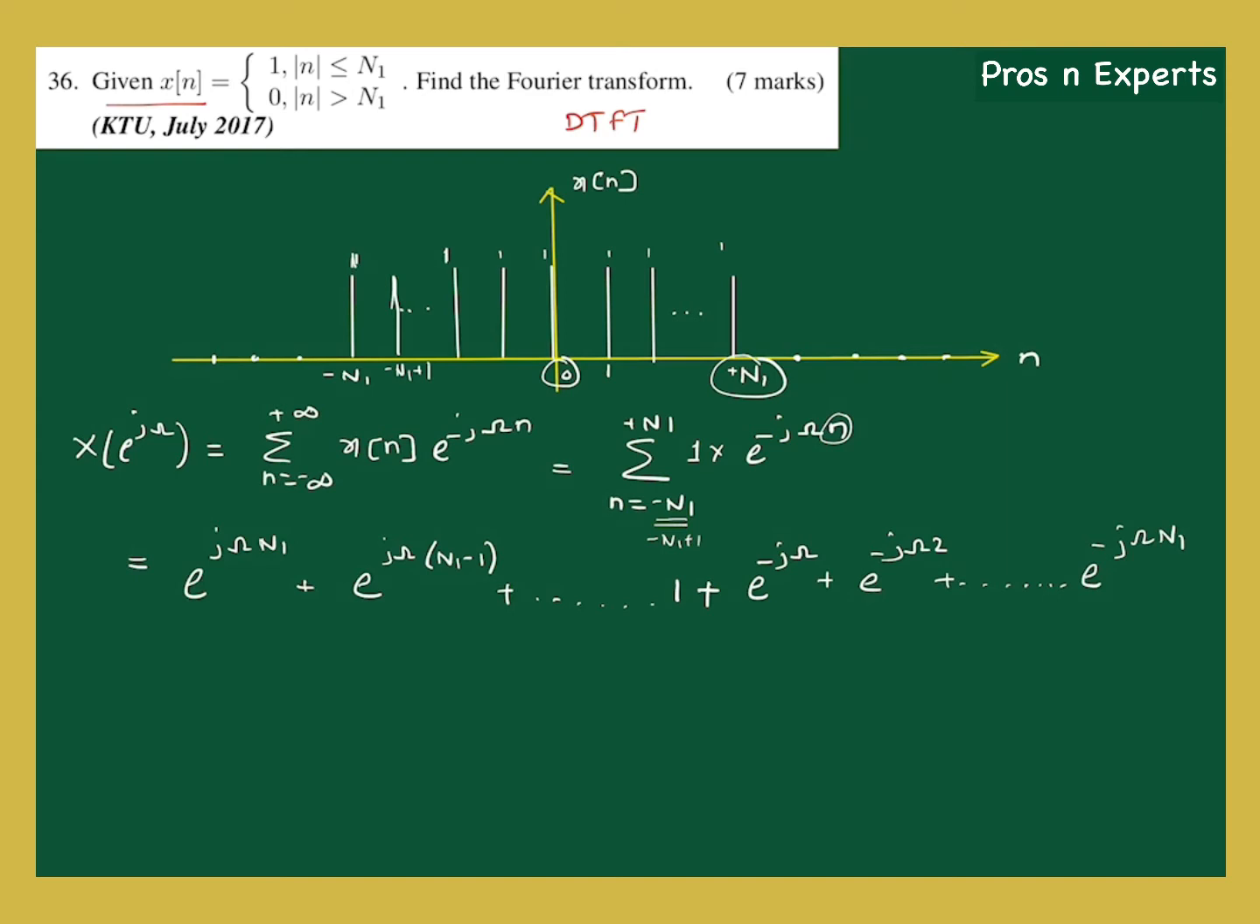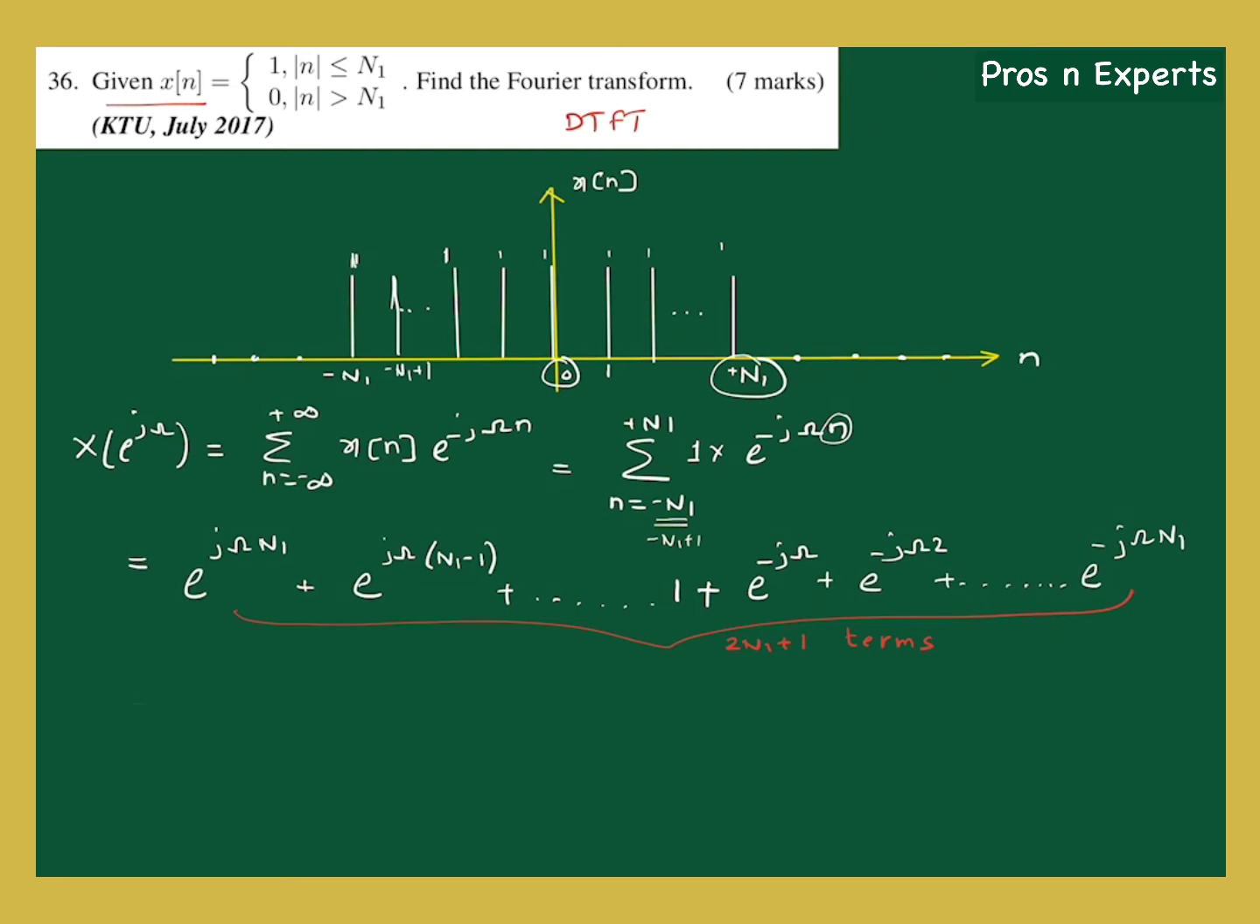What is the number of terms? You can see there will be 2n1 plus 1 number of terms, right? Because there are 1 to n1 in the positive direction, so n1 samples. Minus 1 to minus n1, again n1 samples, so 2 n1 samples, and there is a sample at 0, so 2 n1 plus 1 terms are there in this GP. So this is a finite GP, and you know what is the sum of a finite GP, right?